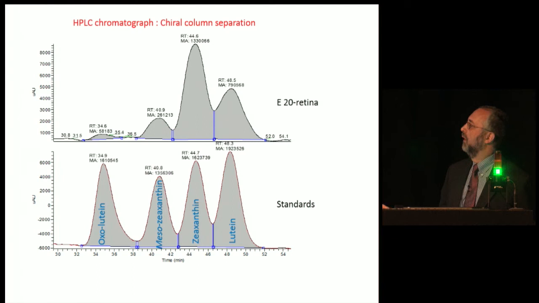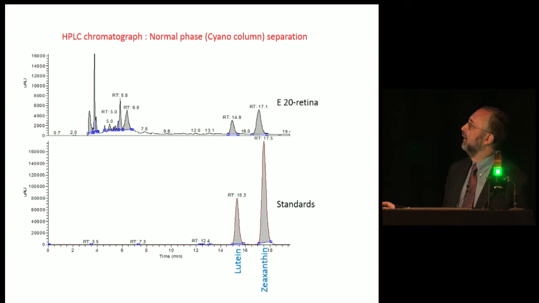And just shown here is an E20 retina, where you can see there is meso-zeaxanthin present, there's oxolutein, and all of the carotenoids are seen there. The normal phase cyano column does not separate zeaxanthin from meso-zeaxanthin, so you see only two major peaks here. And you can see here in an E20 retina, you only see two major peaks and some minor ones.